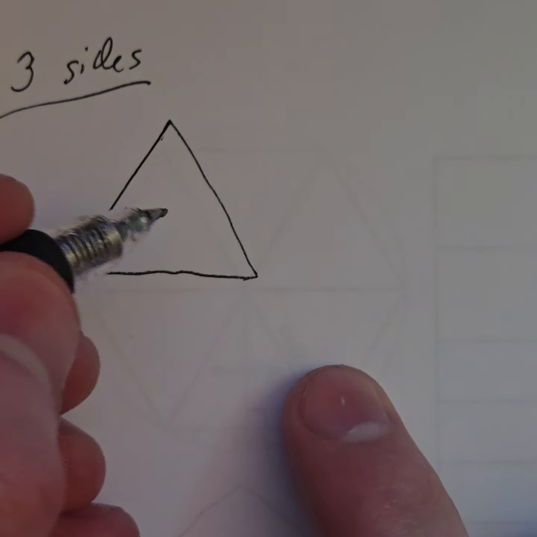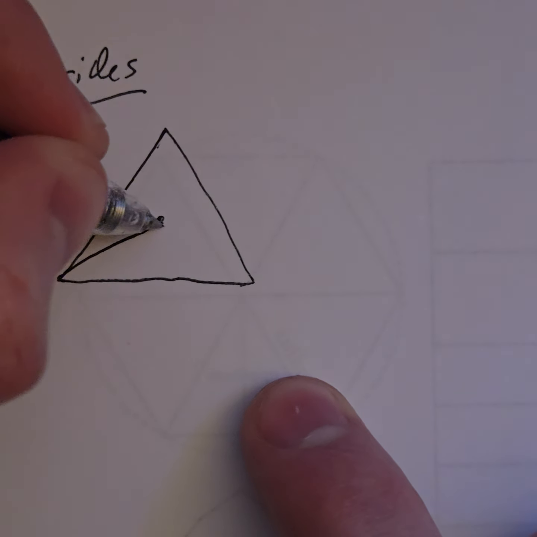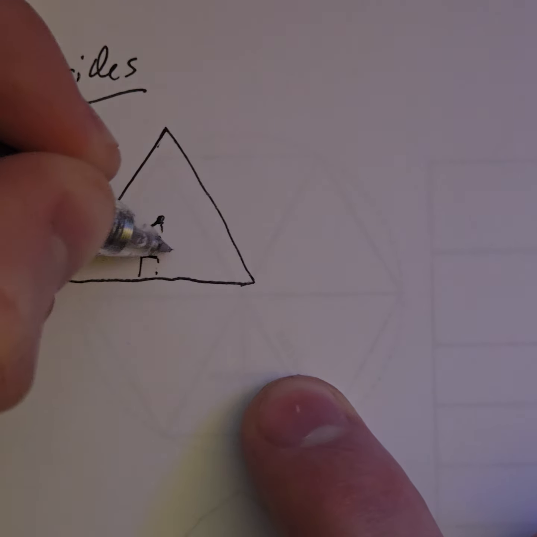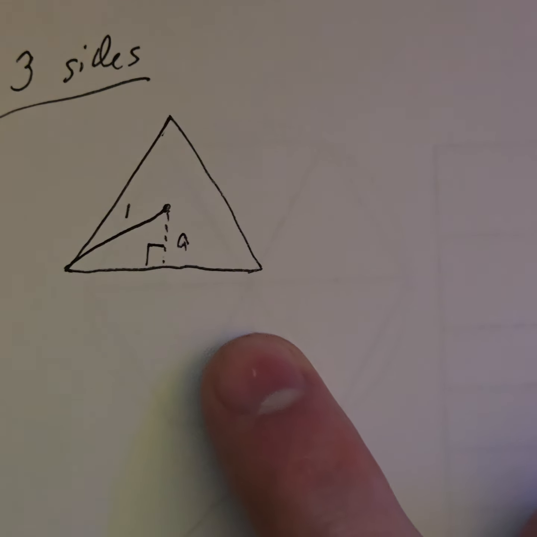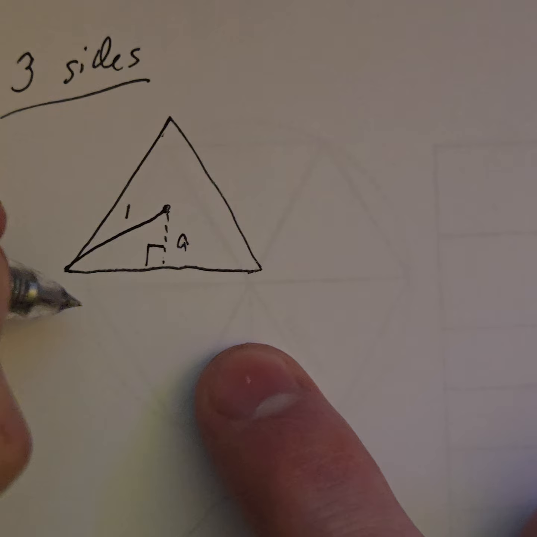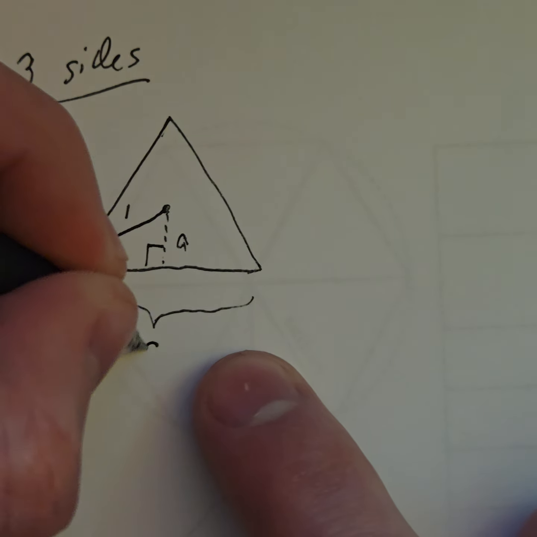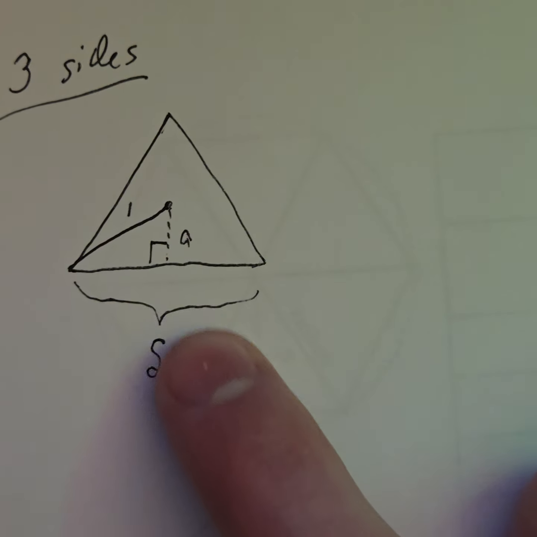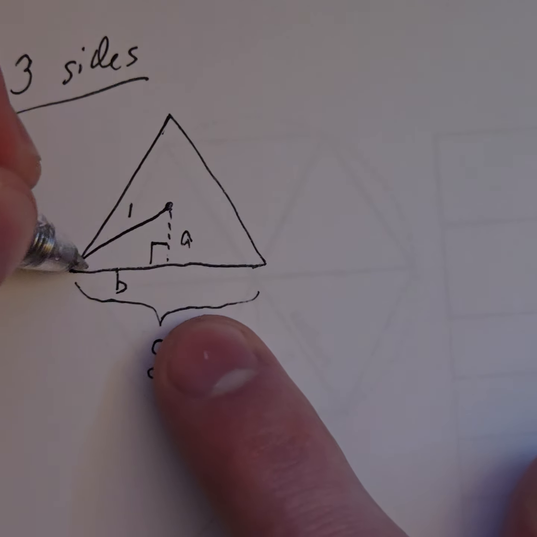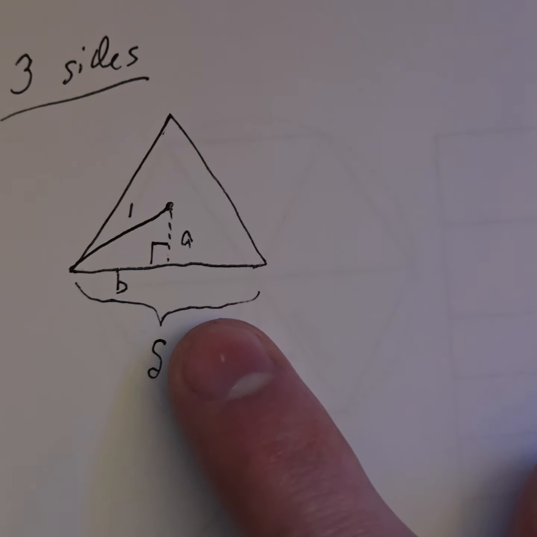Well, the way that we're going to do that is we need to find our apothem. So that's going to be this side right here. So I'm going to label that A. And we need to find our side length. Okay, so we need to find this entire length, S. And to do that, we need to first find B, which is just going to be half that distance.